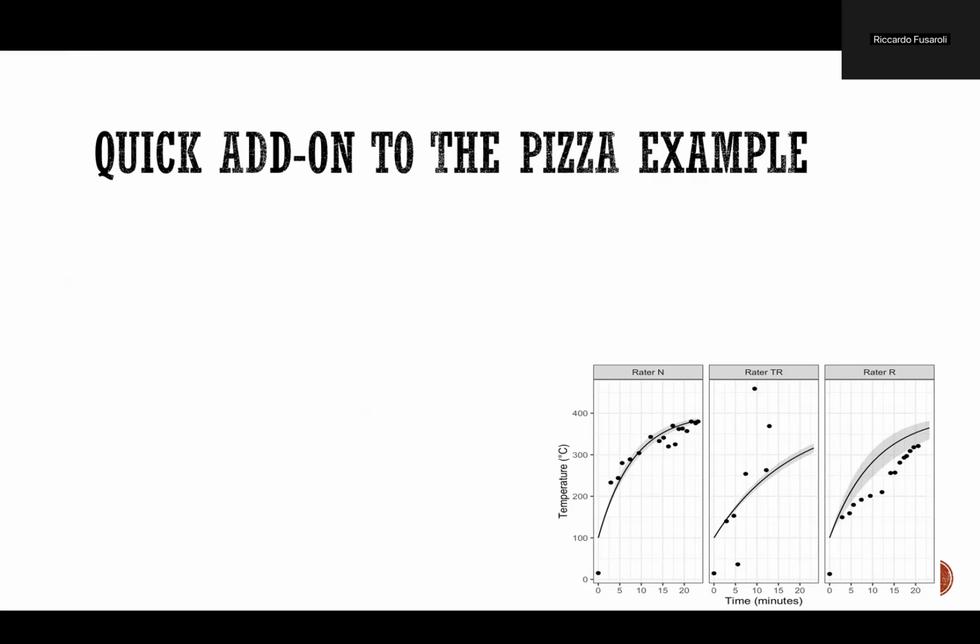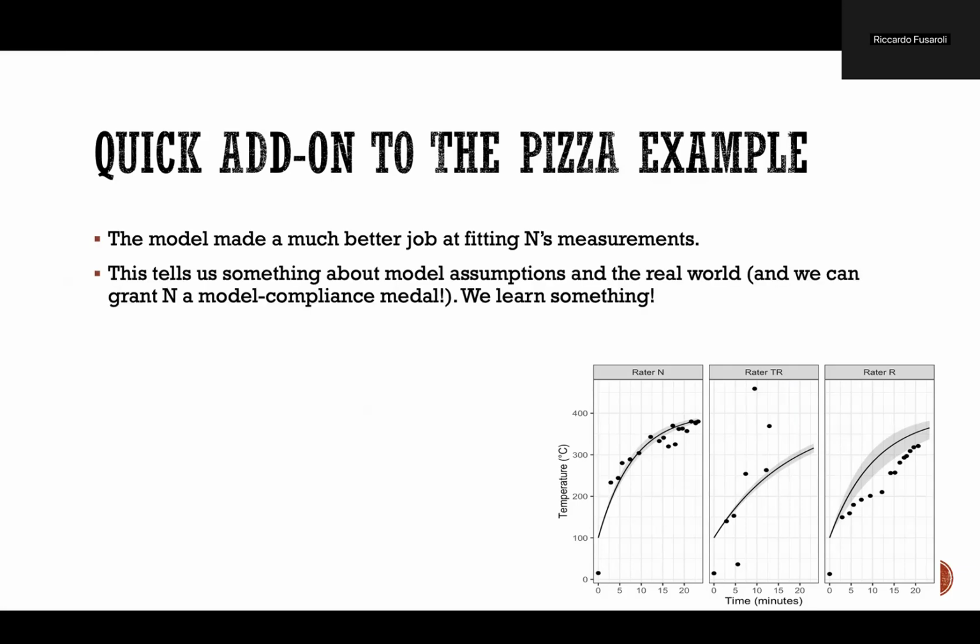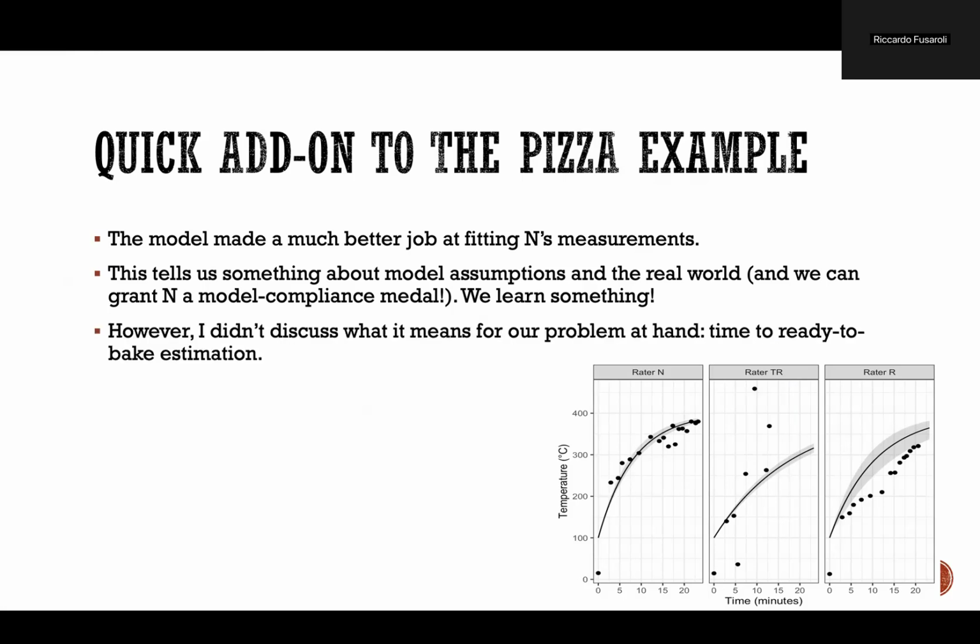Because the model assumes, in the simplified form that we use to be able to fit it to the data, that the heat transmits instantaneously. While when somebody is measuring it in the middle of the baking stone, as rater R, it takes a while for the heat to reach there, right? However, we don't just learn something. These things have implications for the decisions that we need to make, right?